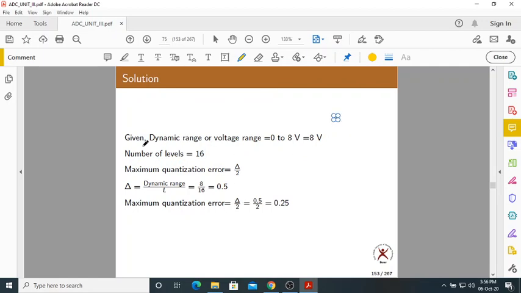Now the solution is like this. The dynamic range is 0 to 8 volts, which means 8 volts is the dynamic range. The number of levels is 16. The maximum quantization error is delta by 2, we know this already, isn't it? What is delta? It is dynamic range by L, that is 8 by 16, which is 0.5. So delta is 0.5. The maximum quantization error is delta by 2, that is 0.5 by 2, which is 0.25 or 1 by 4.